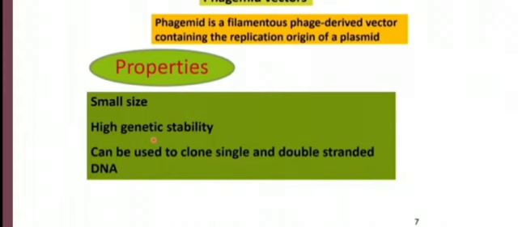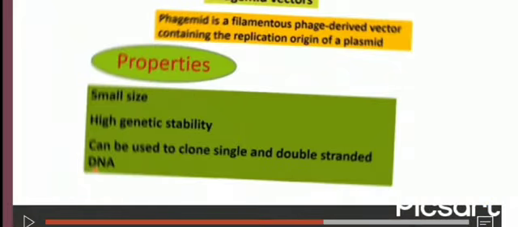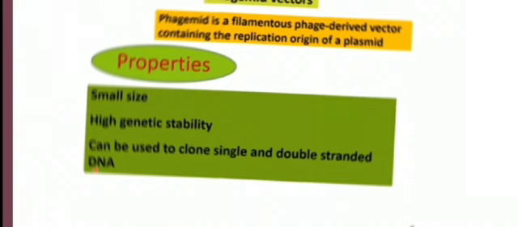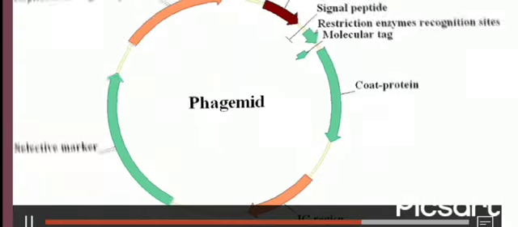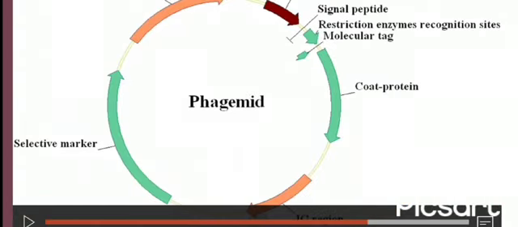Now let's see fully about these Phagemid vectors. These are filamentous phage-derived vectors that contain the replication origin of a plasmid. Their properties include small size and high genetic stability. They can be used to clone single and double-stranded DNA. Now looking into the properties of these Phagemid vectors.